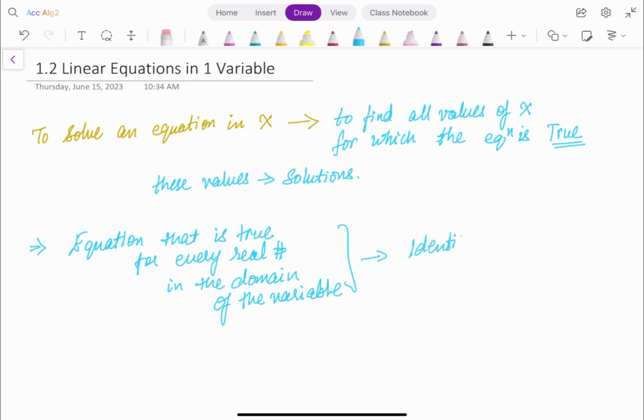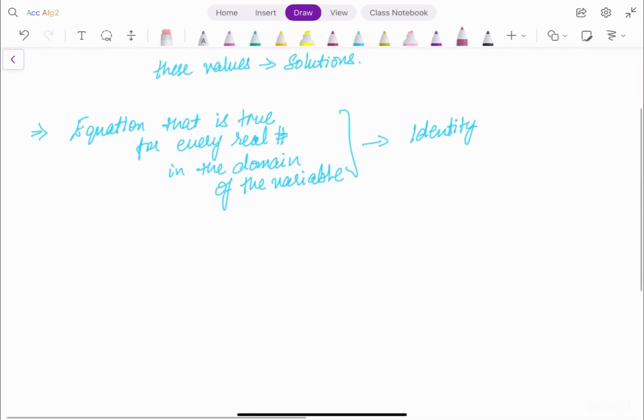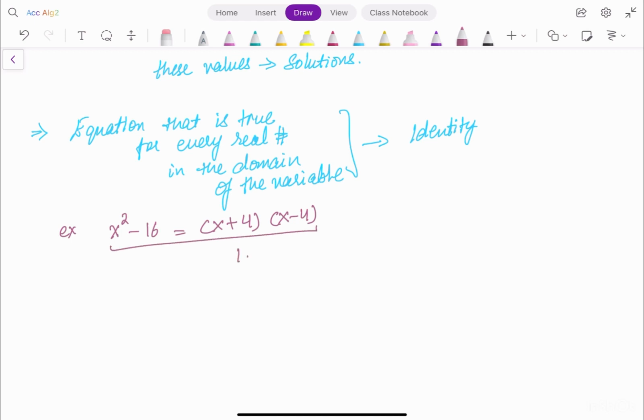For example, if we have x squared minus 16 is equal to (x plus 4)(x minus 4). Now this is your given equation, right? And do you think it is true? Do you think the right hand side matches with the left hand side? Yes, it matches. They both match. That is why it is an identity.